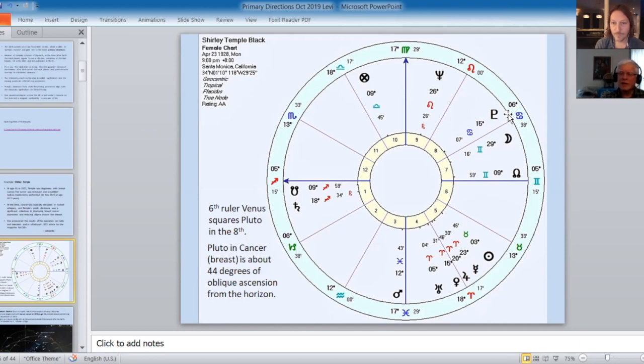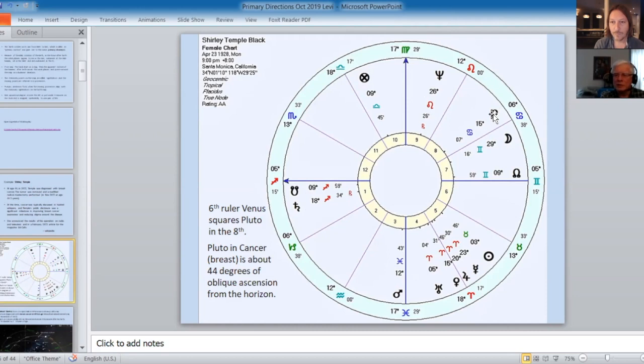So we might ask by primary direction. Remember, primary direction means that everything in the chart is moving clockwise. Is there anything that's roughly 44 degrees, because she's 44 years old when this happens, away from an angle? Because the angles are the most potent significators.